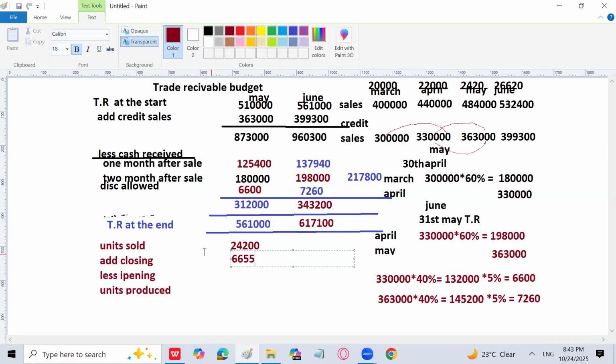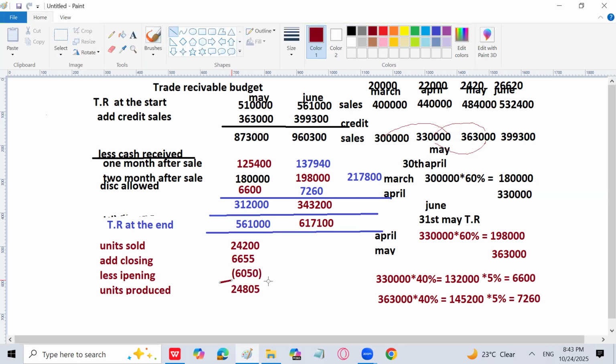Why, sir? Because April's ending units, son, are 25% of May's sales. So that is 24,200 into 25%. We will get 6050. So we'll get the production budget 24805. Answer is 24805, and that is going to be our production budget.